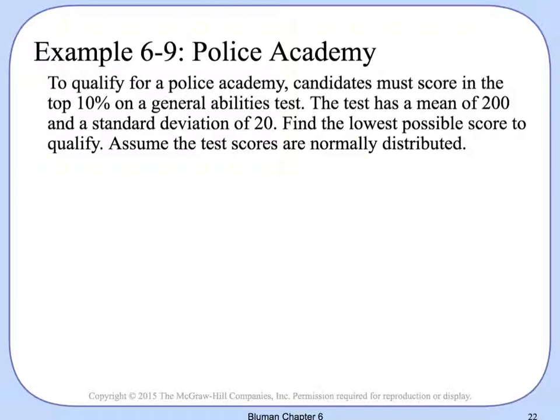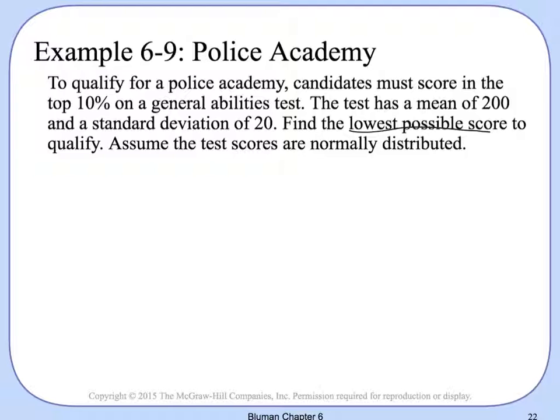All right, one more. You notice there's a percent in here, and what they're asking us is to find the lowest possible score. What I noticed in this problem right away is that it's kind of working backwards, because they give us an area, they give us a probability. The best way to understand these is to make sure you draw a picture. So we're going to draw a picture.